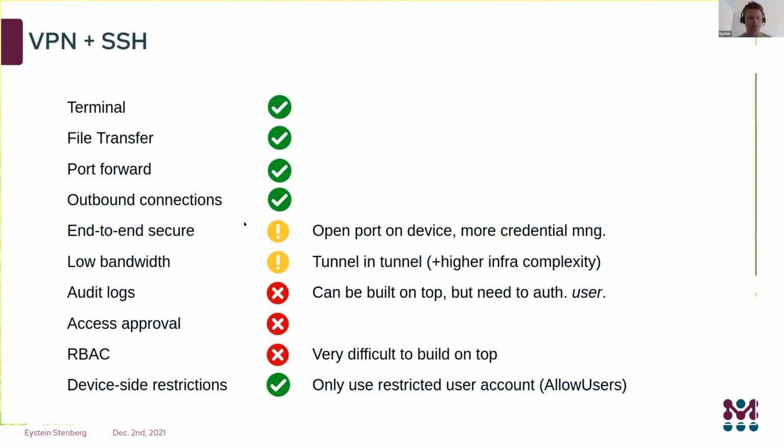And there are more credentials. You need to have VPN certificates distributed and so on. And it requires a bit more bandwidth because now you're running an SSH tunnel inside a VPN tunnel. It doesn't come out of the box with any audit logs, access approval, or role-based access control. You can build these things as well, but they're not that easy to build. But you can, of course, restrict the user that's used on the device to control which users are allowed in SSH.